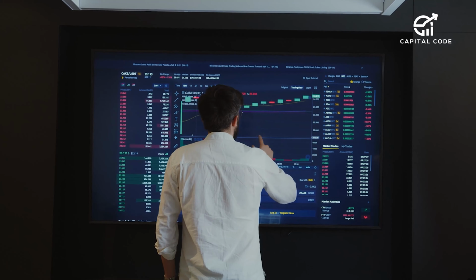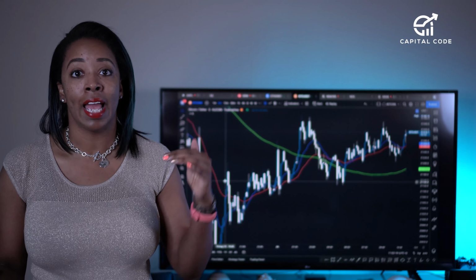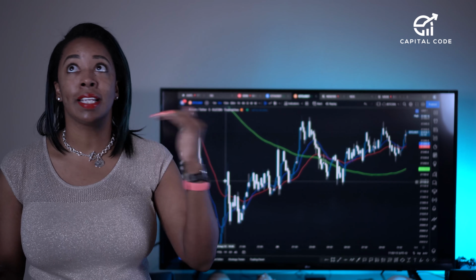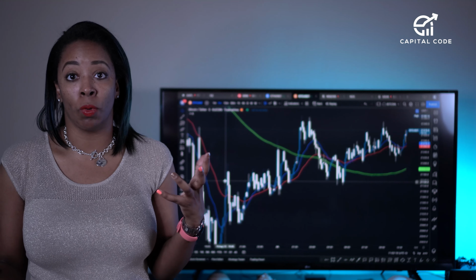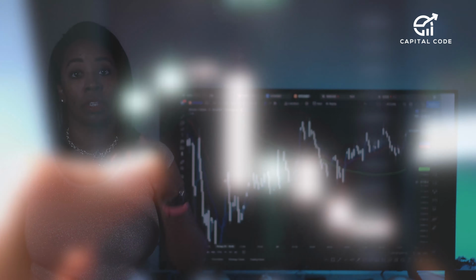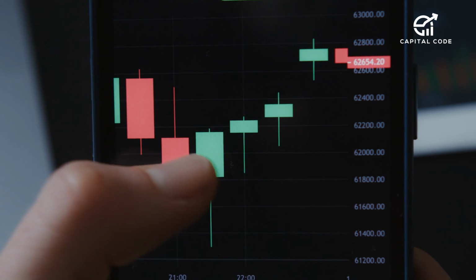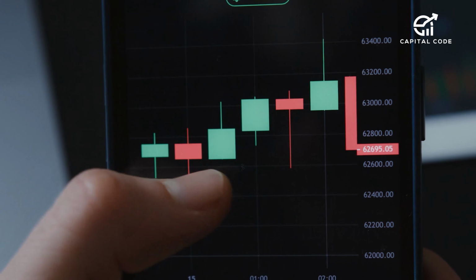So say for instance, if you put money into a stock and it shot up, say you started at $50 per share and then it shot up to $150 per share. Some people, they would want to take out some of those profits and maybe put that money into other companies or just buy something really nice.